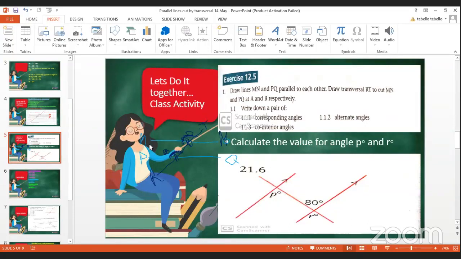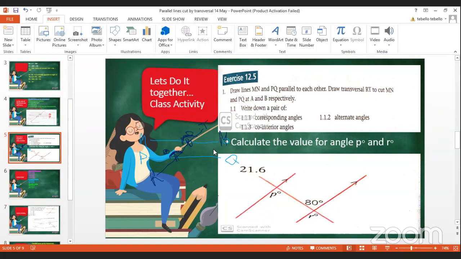So the first angle will be MBA. MBA will form an angle here, and MBA is opposite to an angle that is here, which is BAQ, right? Those are our first pair.